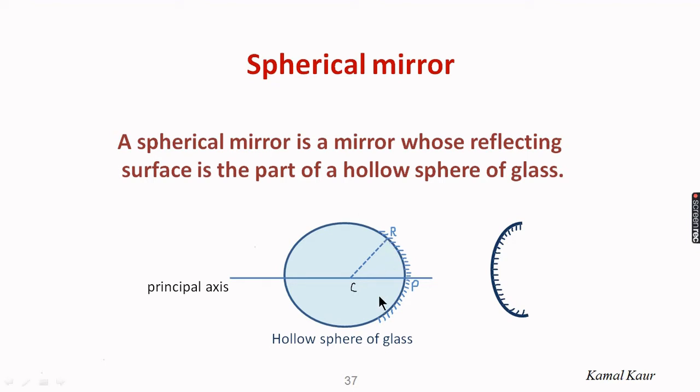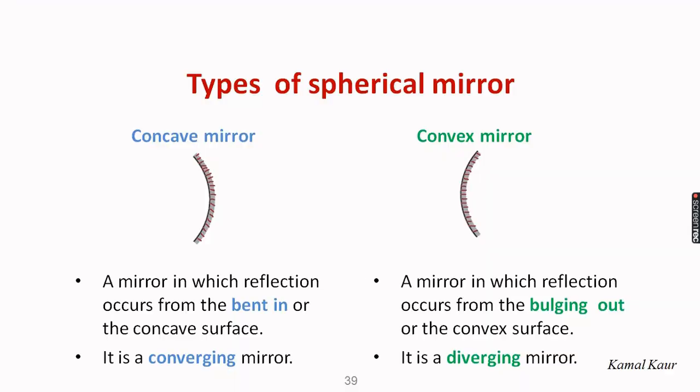Or I can cut a part from here and now polish it from the outer surface. I will get now another kind of spherical mirror. Now notice that this is the center of the hollow sphere from which we have made the mirror, and this is the radius of the hollow sphere from which we have made the mirror. This is also the radius. So now the two kinds of mirrors that we have obtained are called as concave mirror and the convex mirror. In concave mirror we have polished the outer surface so that reflection occurs from this bent in surface, and in convex mirror we have polished the inner surface so that reflection occurs from this bulging out surface.